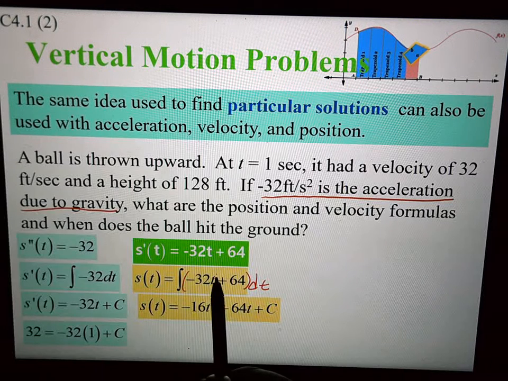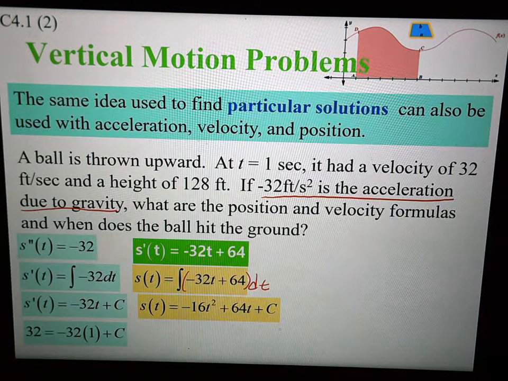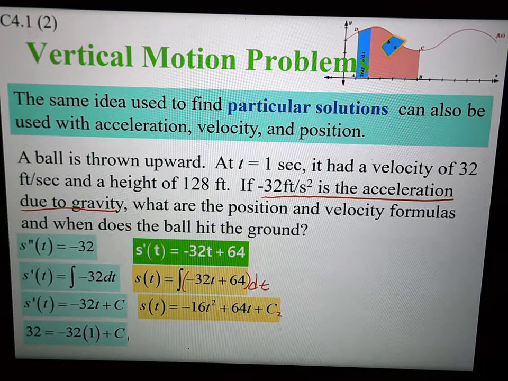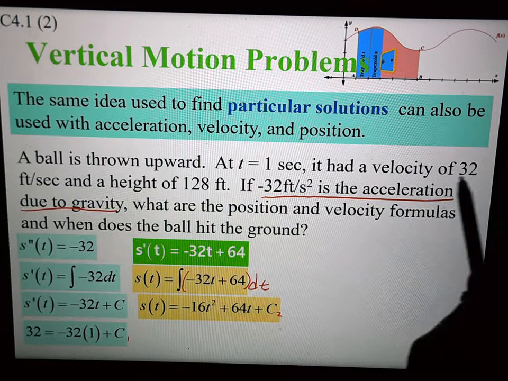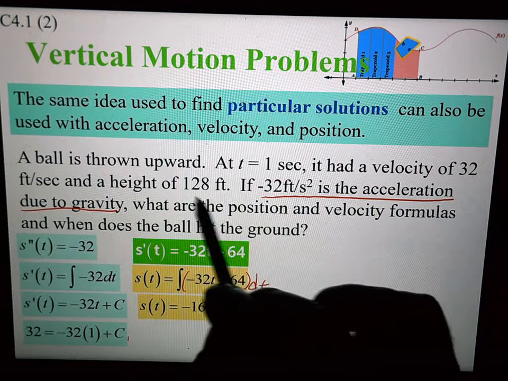Add 2, divide by 2. Ooh, there's that number again because we're in feet per second. Add t. We don't have the constant of integration. Don't forget the extra c. This c is different, by the way, than this c, so don't get it confused with each other. And now that we have that, we know that it had a velocity of 32 feet per second and a height of 128. There's the position.